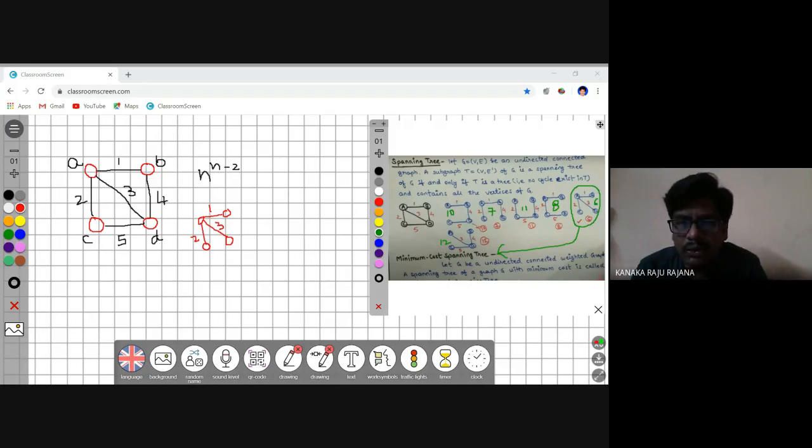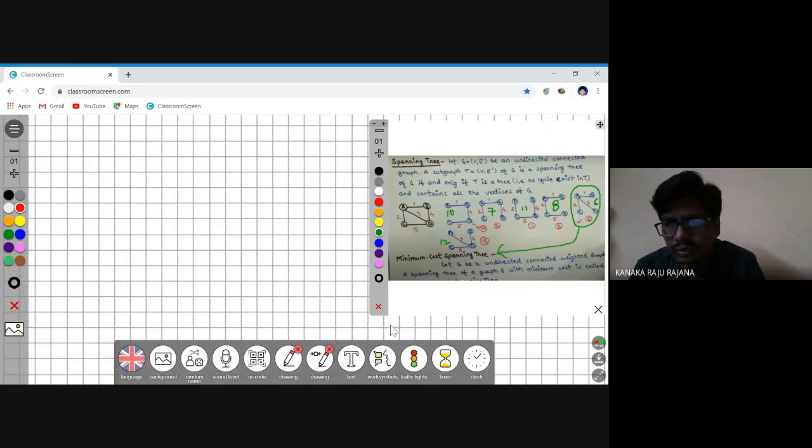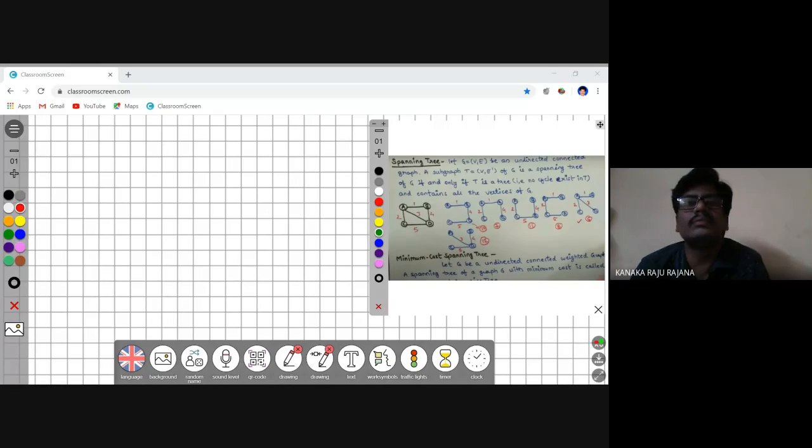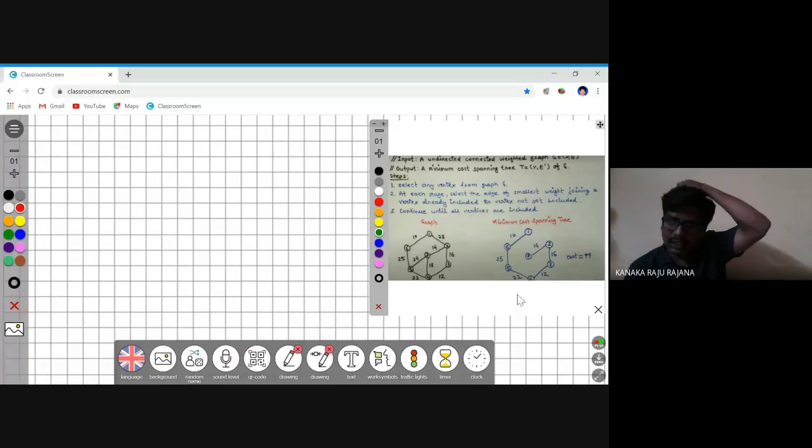So for that, I'll take one more example to illustrate these two algorithms. Now, let us start with Prim's algorithm. Now I've shared my slide, and on the other side, I'll try to elaborate the content of this algorithm.